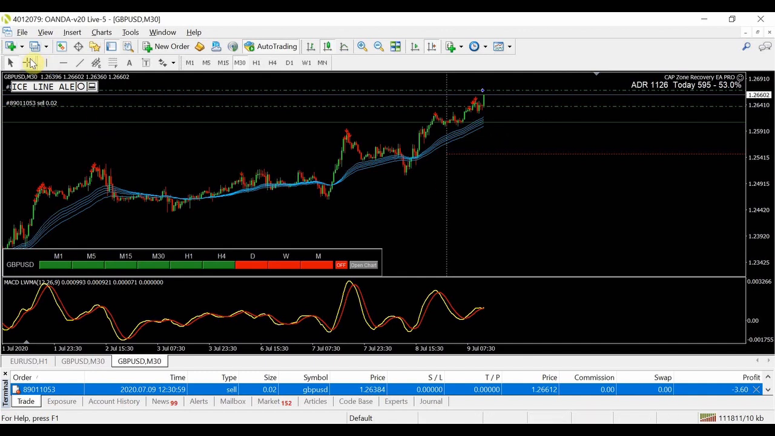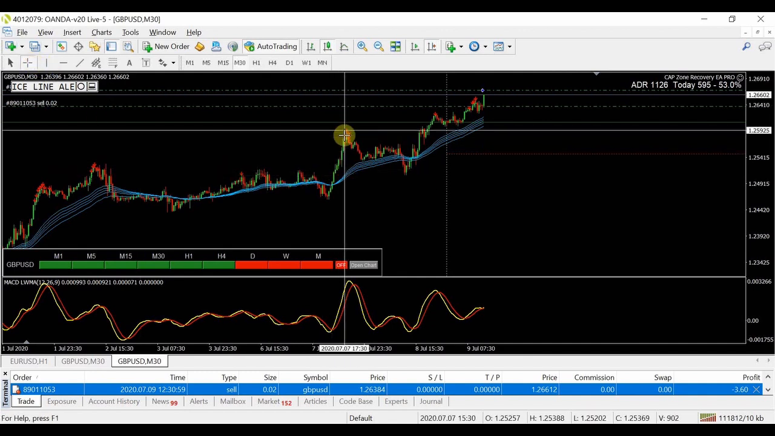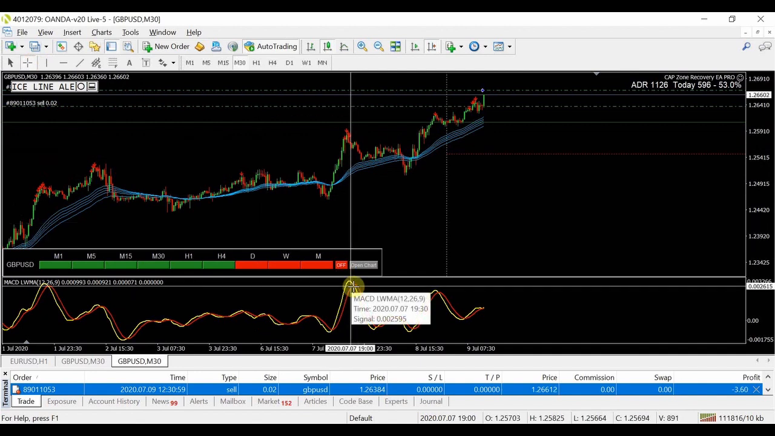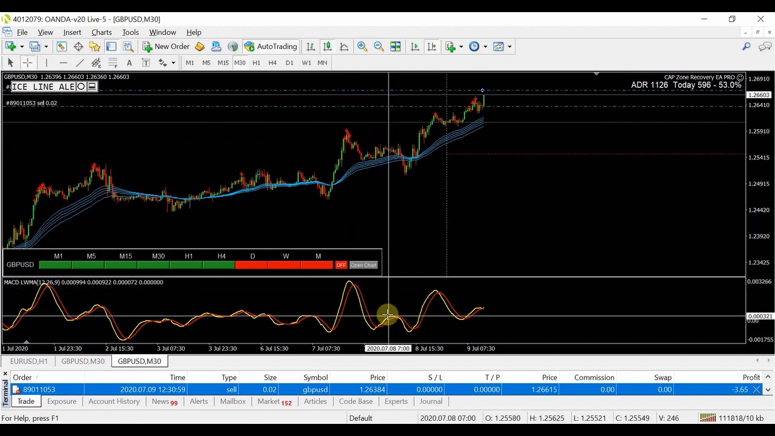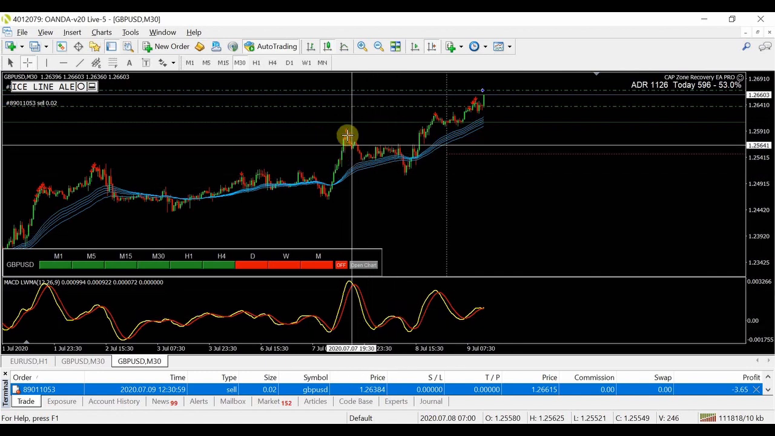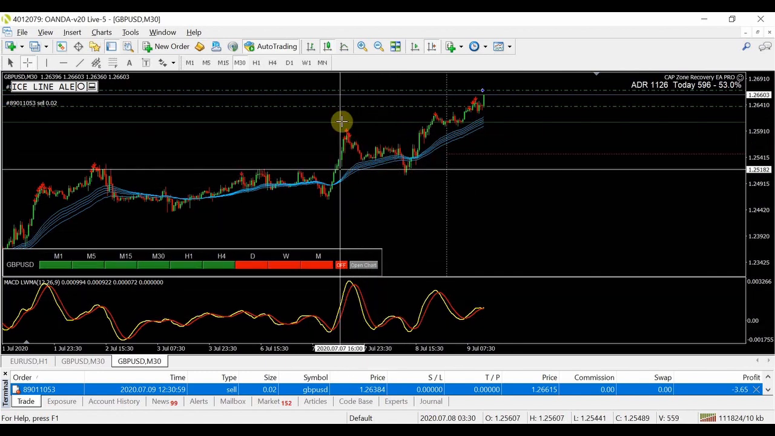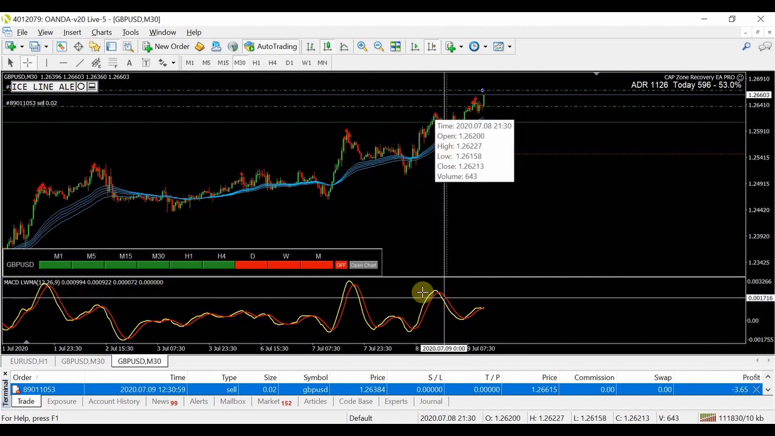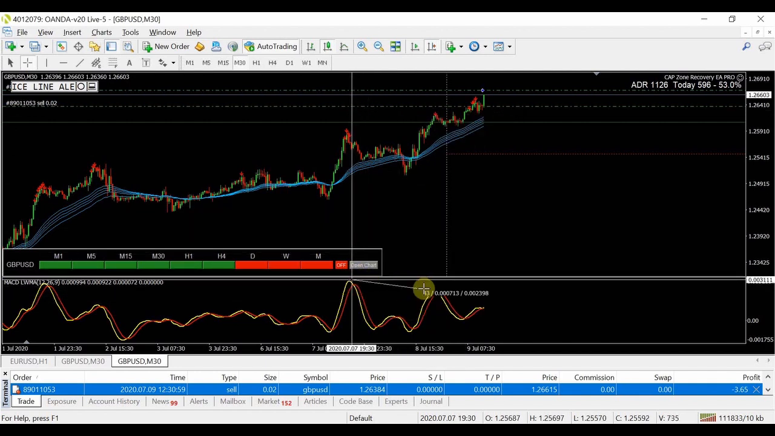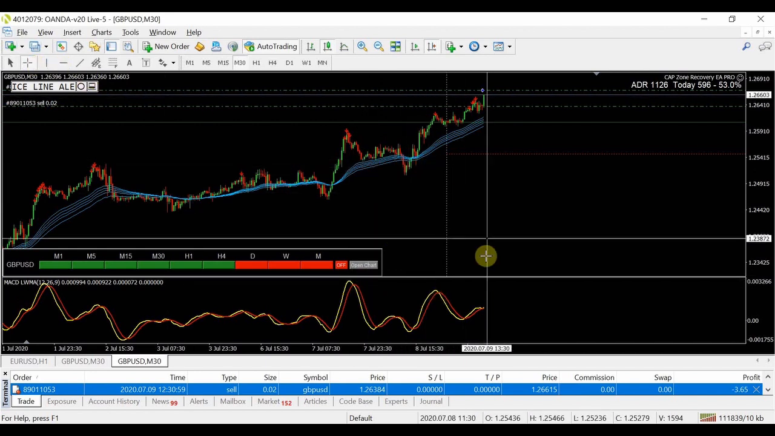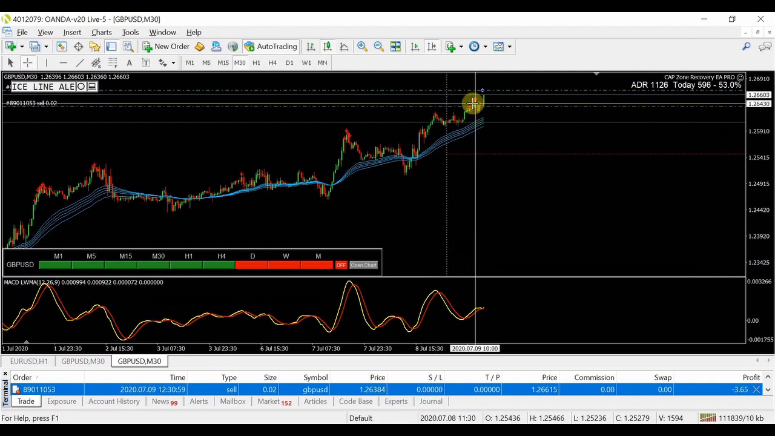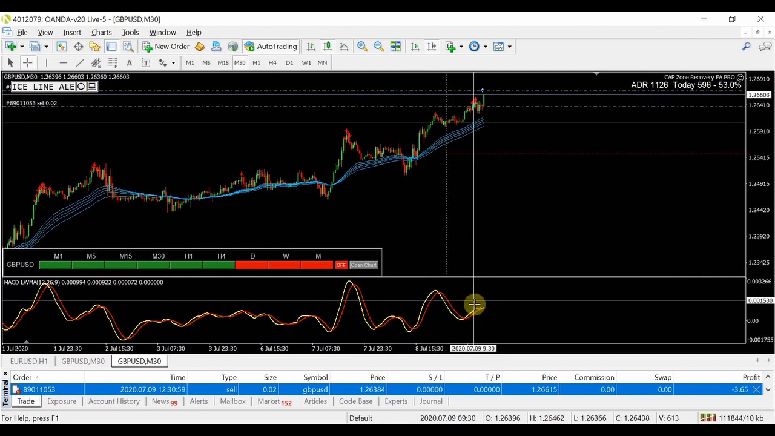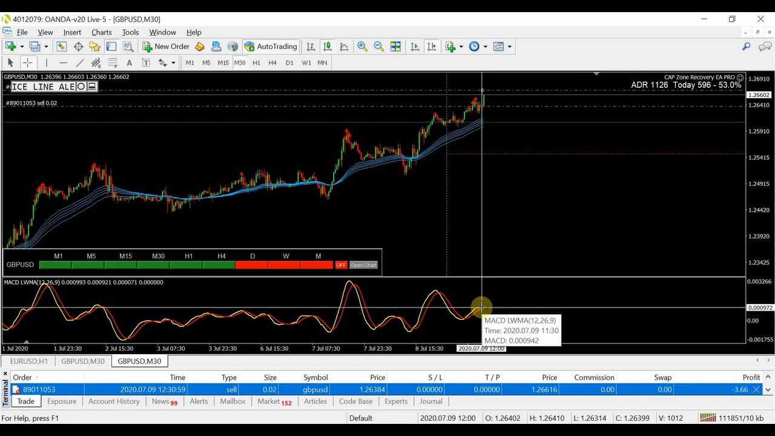You can see here that price made a high, the MACD made a high, and then price made a lower high, and so did the MACD. Then price pushed up to make a higher high, but the MACD made a lower high. Then price continued up to make a new high over here, and the MACD again has failed to make a new high.